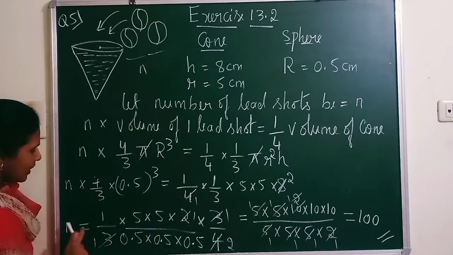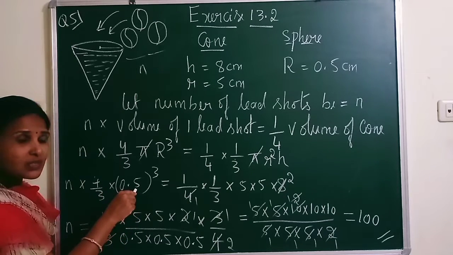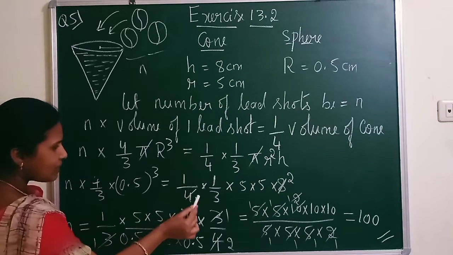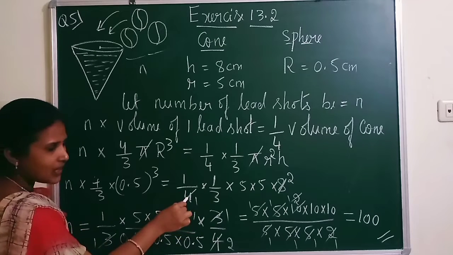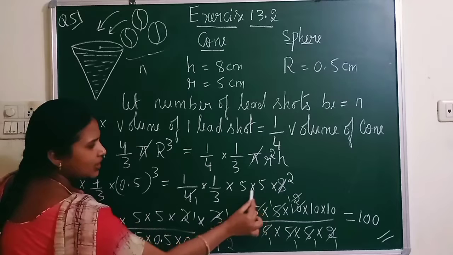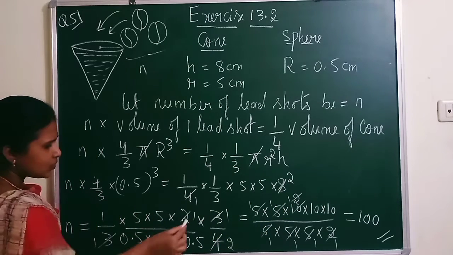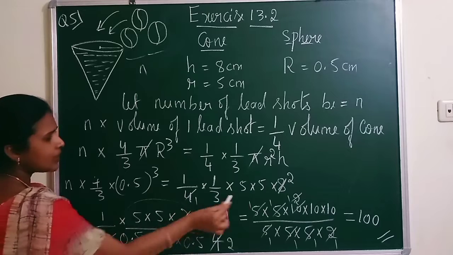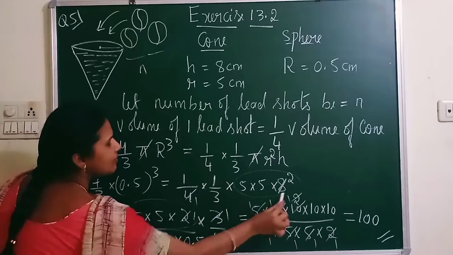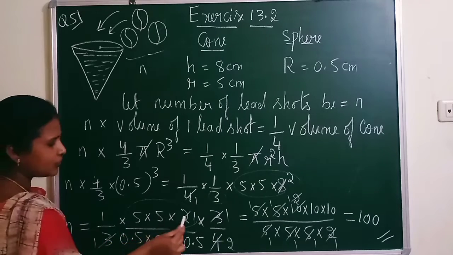And just keep in mind, 0.5 we are writing how many times? 3 times. So this part I am writing as it is. 4 is cancelled, so 1/3 is remaining. Write as it is. In the numerator what remains? 5 into 5 into 2. So this part here, whatever I have written, same. And 3 also I have to write the same: 1/3 into 5 into 5 into 2.